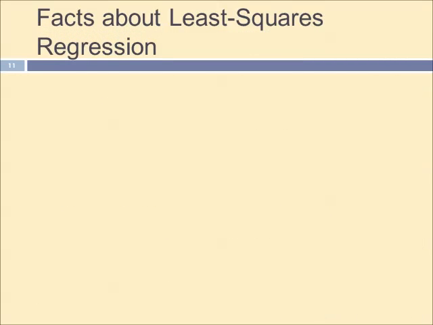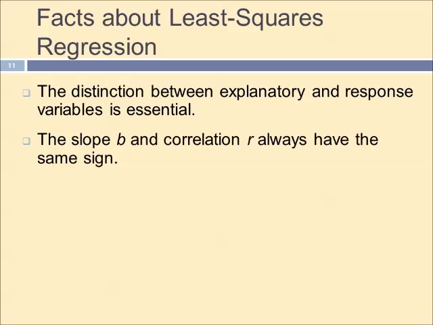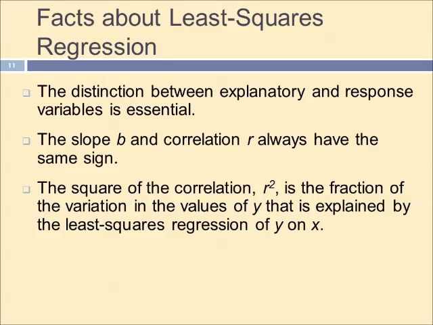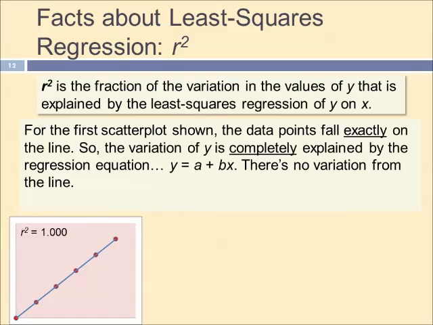Here are some facts about least squares regression. The distinction between explanatory and response variables is essential. The slope b and the correlation r always have the same sign. The square of the correlation, r squared, is the fraction of the variation in the values of y that is explained by the least squares regression of y on x. R squared is called the coefficient of determination. I'll explain that a little more.